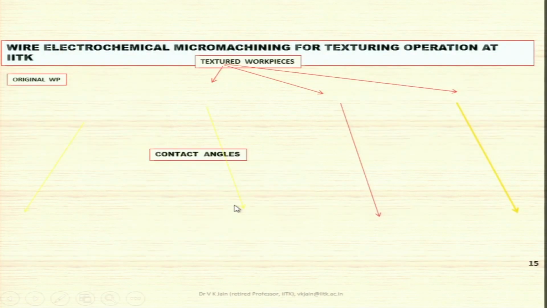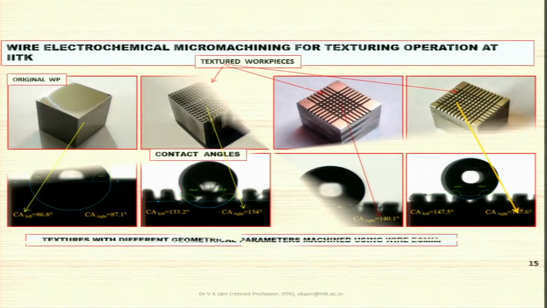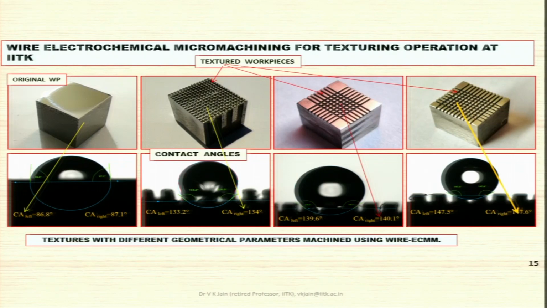Then wire electrochemical micromachining for texturing operation, and these experiments were performed at IIT Kanpur by Dr. Divyans Patel, Dr. Vyom Sharma under the guidance of Professor J. Ram Kumar. Textured workpieces are shown over here. This is the original workpiece, and you can see this is the texture that has been created with the help of the wire. While taking one cutting in this direction and another cutting in this direction, you can create the micro pillars over here on the solid workpieces.